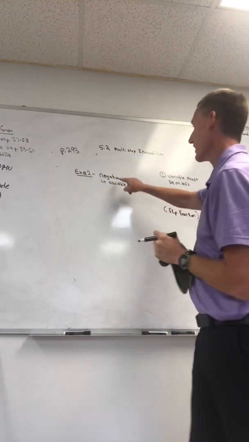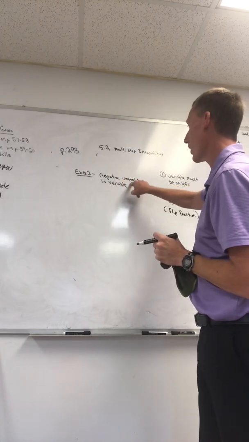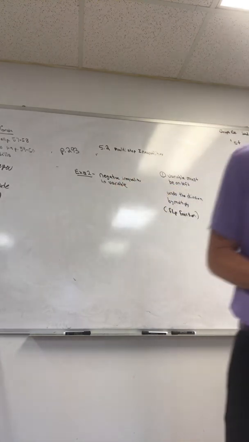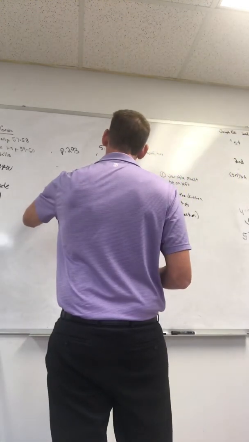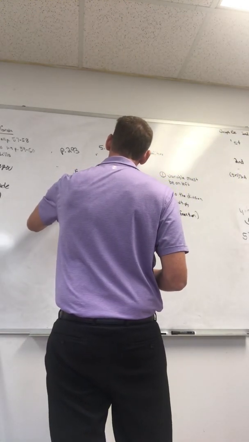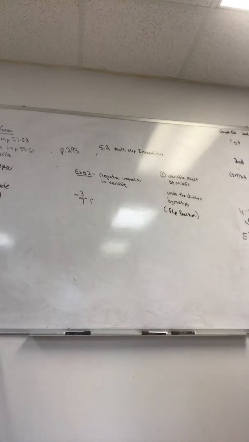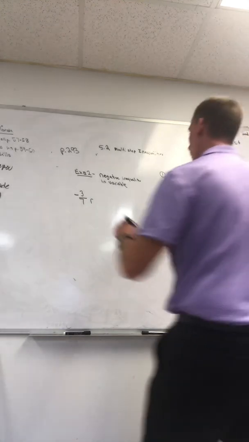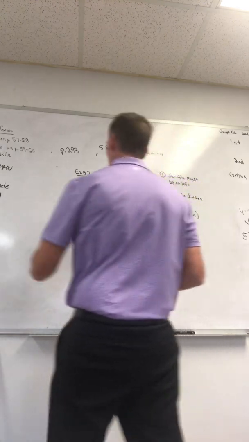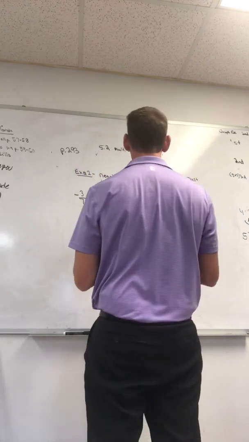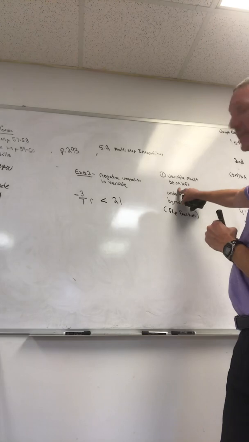So what this says is you're going to have a negative inequality in variable. Negative 3/7 r is less than 21. Okay, here's the new rule. First of all, the variable must be on the left. It is.